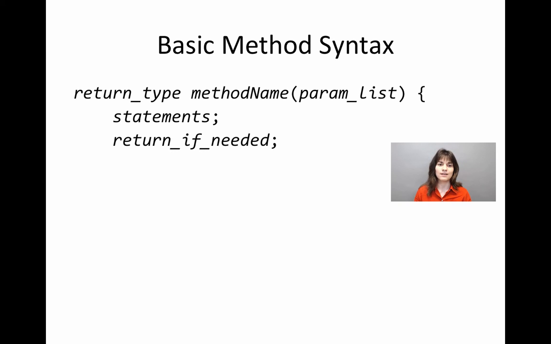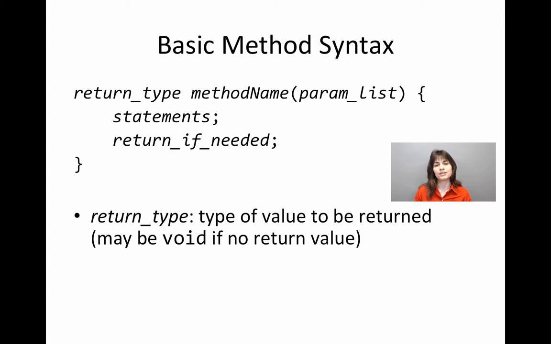There might be a return statement as well, return and then some expression. This is not necessary, however, if the return is not there, then the return type has to be void. Or to be more specific, we could have a return semicolon. If we don't put an expression after the return, then the method type has to be void.